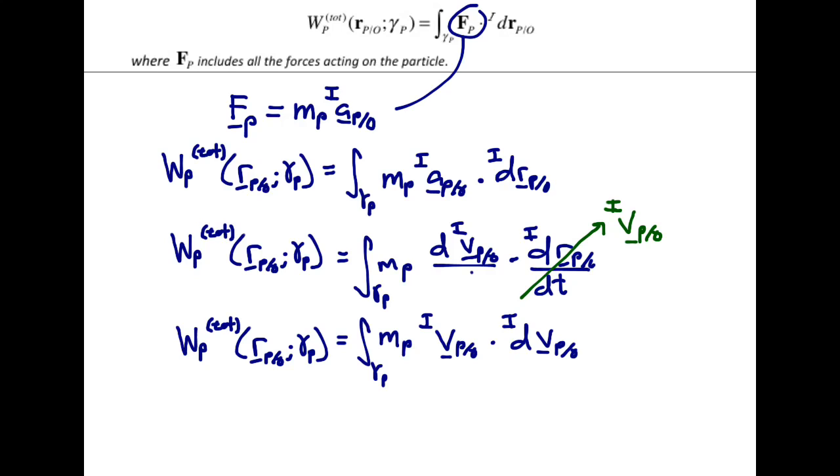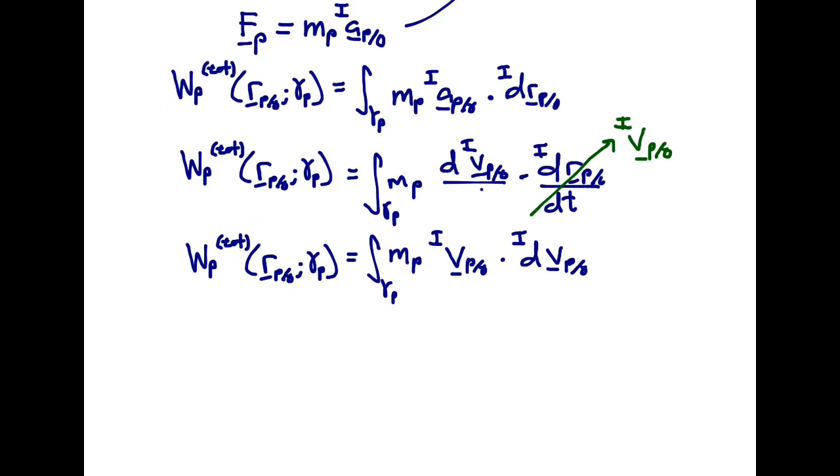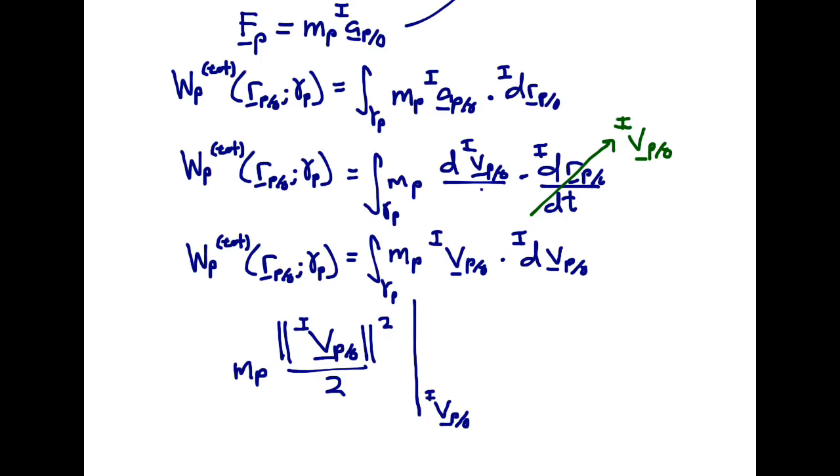So now we have something we can deal with because our integrand is m times the velocity, and then our integration variable is just velocity. So that means our integration now is just on the velocity. So what we get is the velocity of P with respect to O as observed in the inertial reference frame, and so it's the velocity squared, the magnitude squared divided by 2 multiplied times m P. And then we're going to evaluate this from time 1 to time 2. And so this will be evaluated at the velocity as observed in the inertial reference frame at time 1 to the velocity of P with respect to O as observed in the inertial reference frame at time 2.